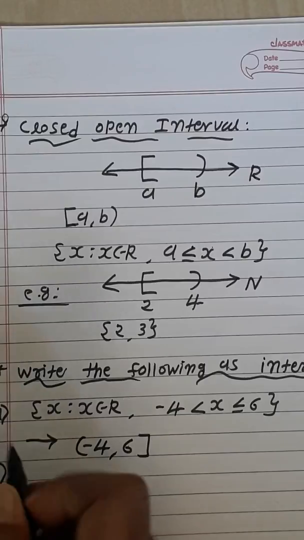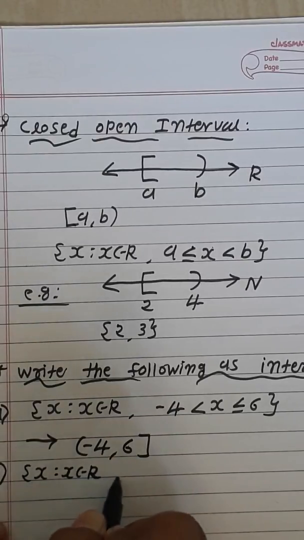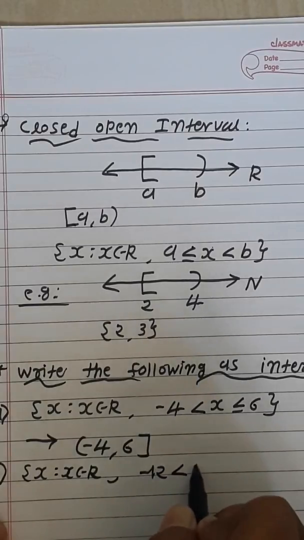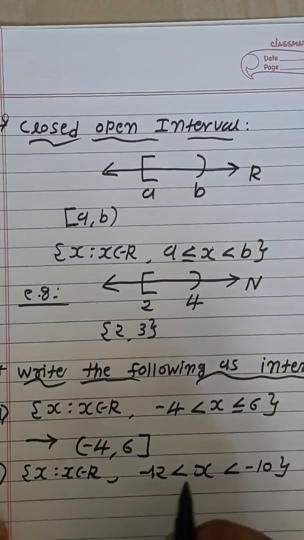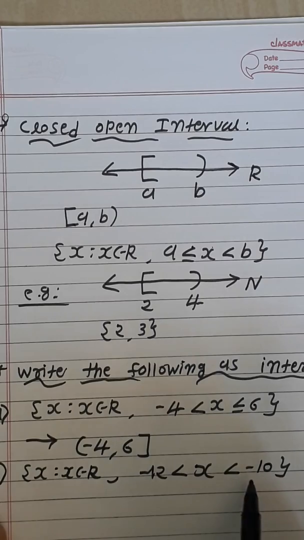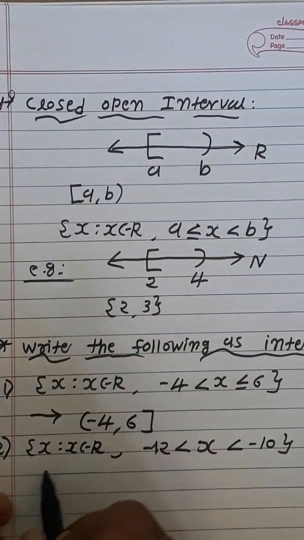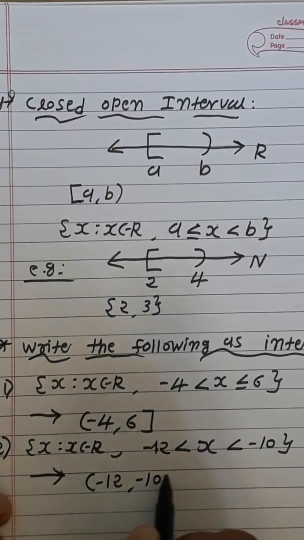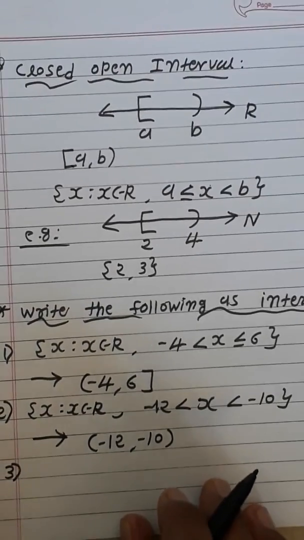Second question: {x : x belongs to R, minus 12 < x < minus 10}. On both sides strictly less than is present, so we can represent it as the open interval (minus 12, minus 10).